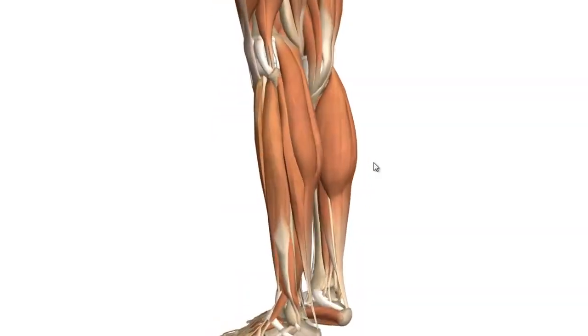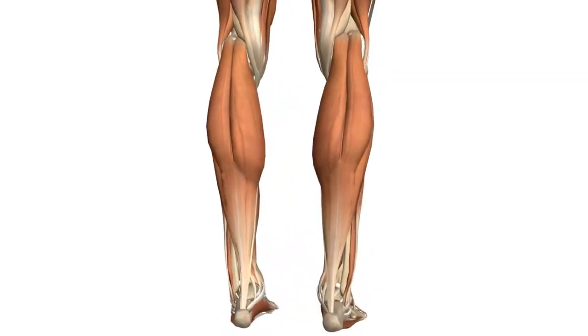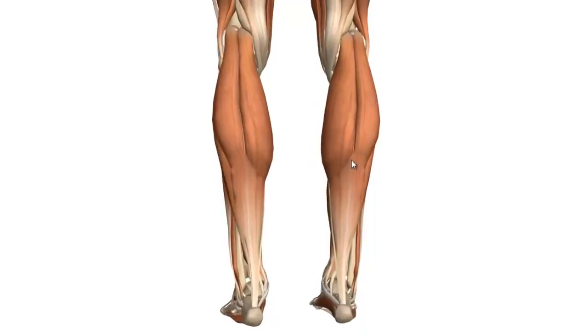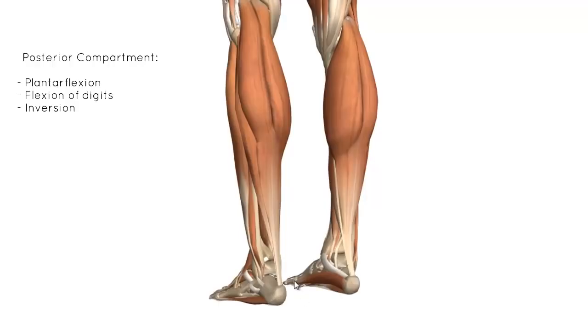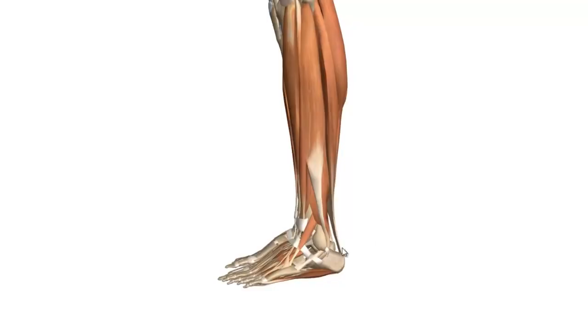Just like my tutorials on the thigh and the upper limb, the muscles of the leg can be broken down into compartments, and these compartments are separated by intermuscular septa and the interosseous membrane between the tibia and the fibula. The muscles of the posterior compartment mainly act to plantar flex the foot, flex the digits, and invert the foot. Plantar flexion is when you get up on your tiptoes, basically.